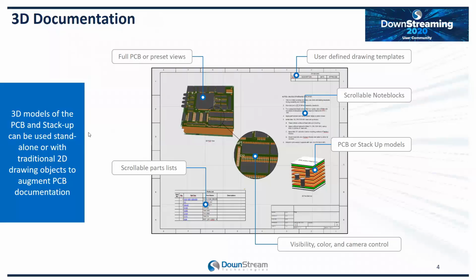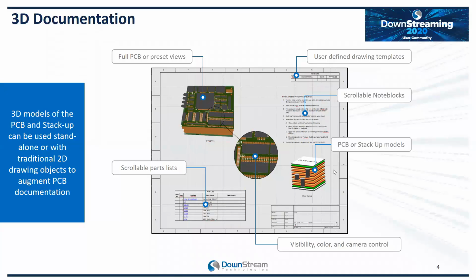This slide is an example of a sample document. There could be other sheets in this document set that are 2D, a sample of a 3D document. And as you can see, we have a PCB view, and just like in the 2D world, we can have as many views of the PCB in 3D, formatted and oriented independent of all other views. We've added an explode view, a 3D explode view here, which has its own visibility, color, and camera control.